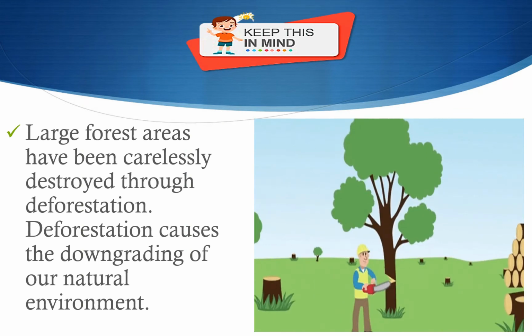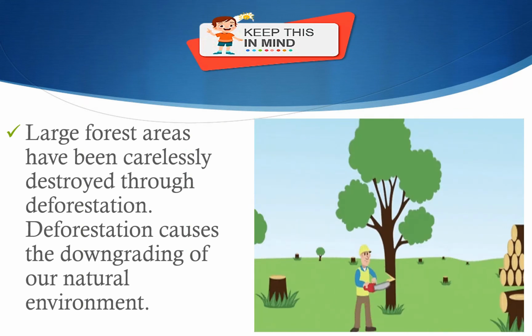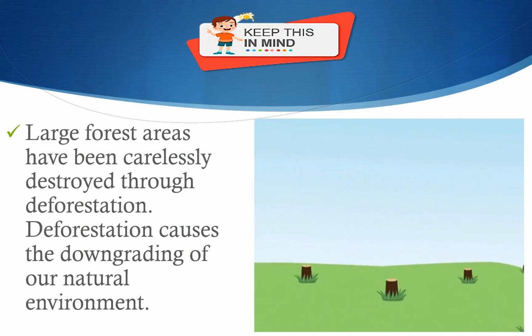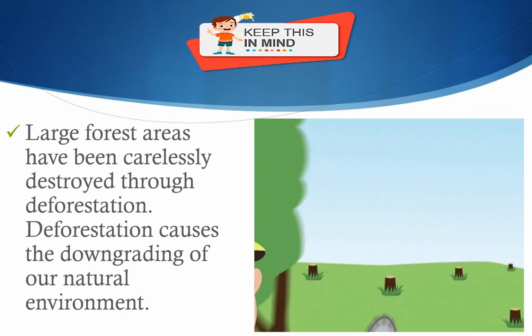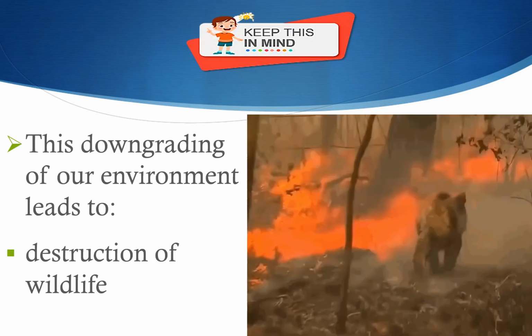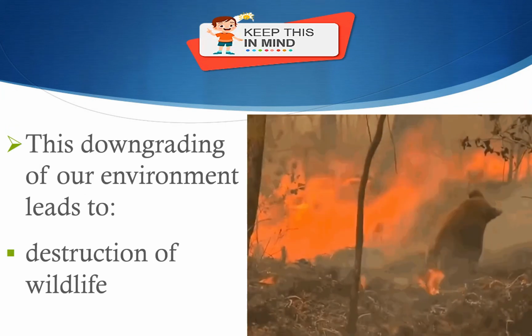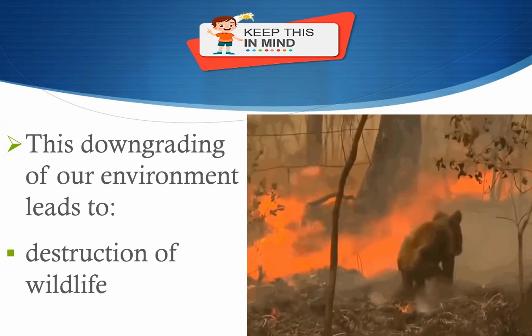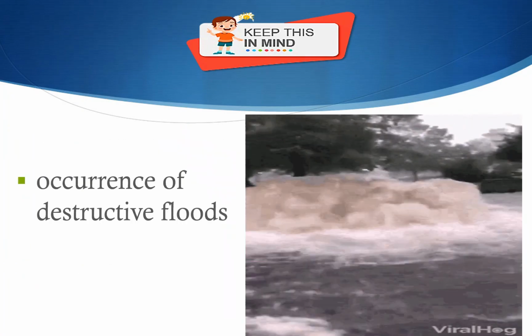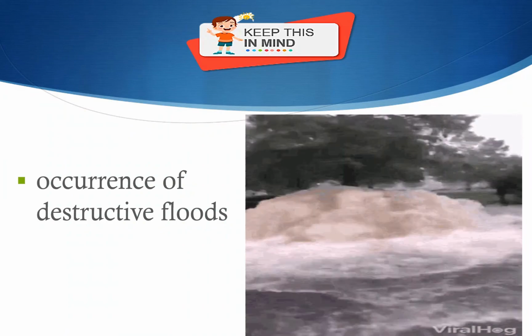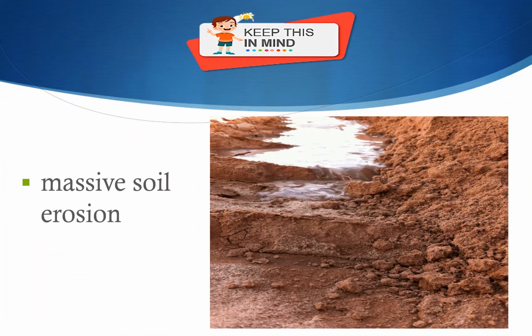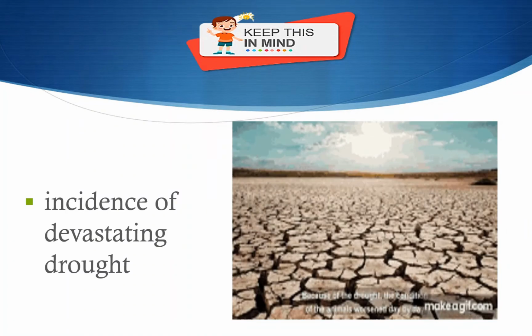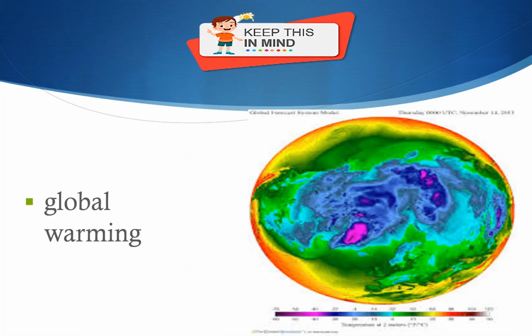Keep in mind that large forest areas have been carelessly destroyed through deforestation. Deforestation causes the downgrading of our natural environment. This downgrading of our environment leads to destruction of wildlife, occurrence of destructive floods, massive soil erosion, incidents of devastating drought, global warming.